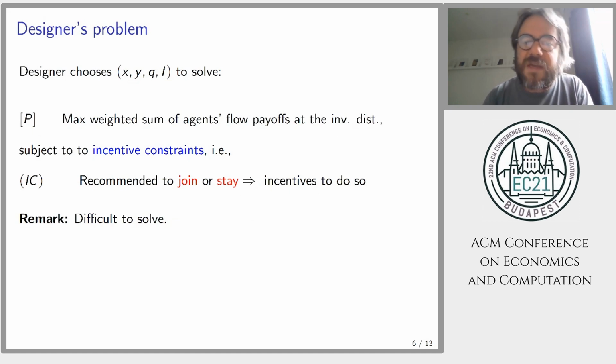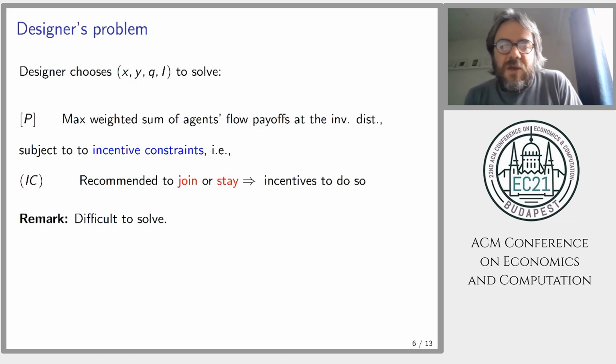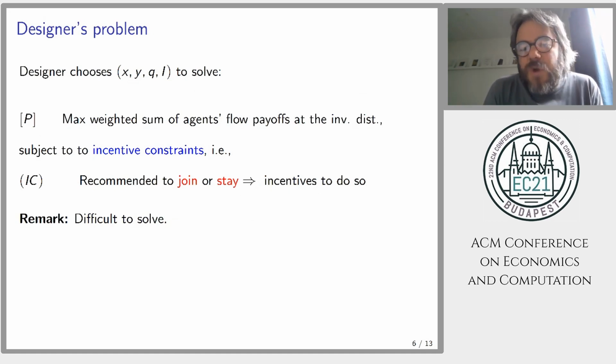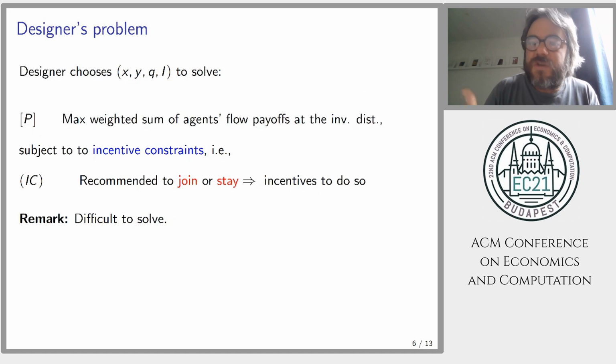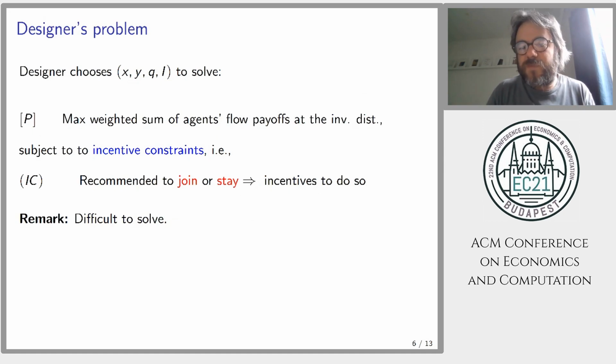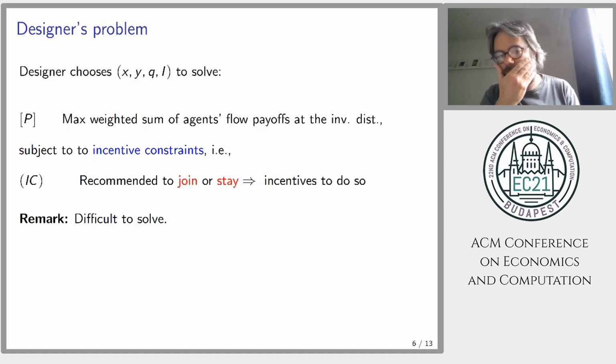So the entry rule, the exit rule, queuing rule, and information rule. And this is going to maximize this objective subject to the incentive constraints, which I already partly described. We think about the incentive constraint in the following way. Irrespective of the information that an agent gets, if he's recommended to join the queue, he should have incentive to join the queue. And if he's recommended to stay in the queue, he should have incentives to do so.